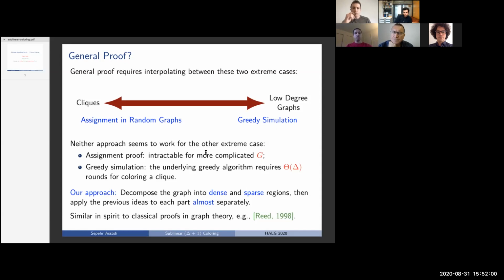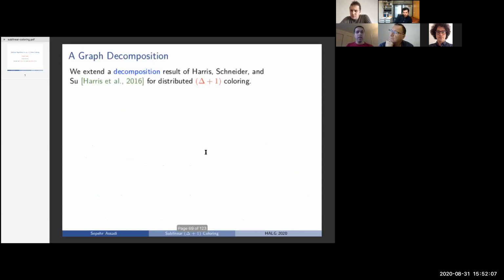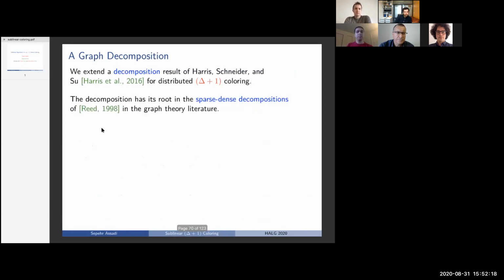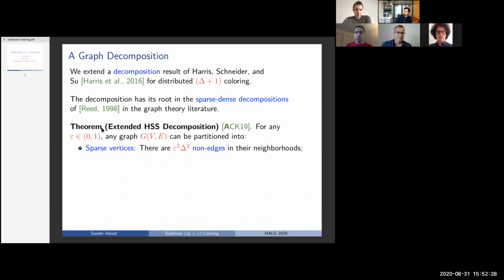Okay, so the plan is to decompose the graph into dense and sparse parts. For that, we are going to use the decomposition results of Harris, Schneider, and Su, which is using distributed delta plus 1 coloring, and we're going to extend it to something slightly different. In fact, this approach is in general based on the sparse-dense decomposition used in graph theory. So the version of the decomposition we are going to use is going to be something like this.